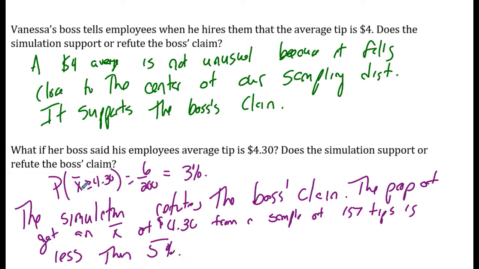So remember, this is the probability that the average tip that I get with a sample size of 157 is greater than or equal to $4.30 is 3%. So getting that extreme an average only happens 3% of the time. So in statistics, we're going to say that that's unlikely because it's less than 5%.